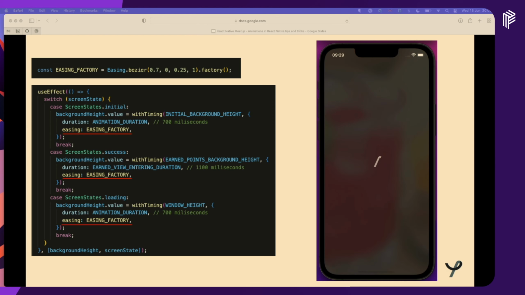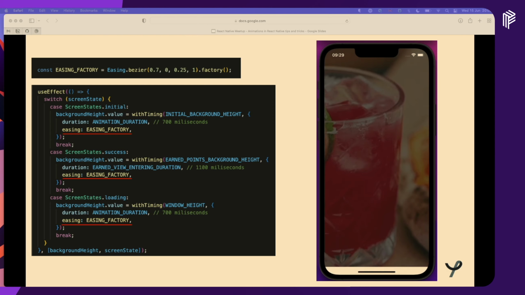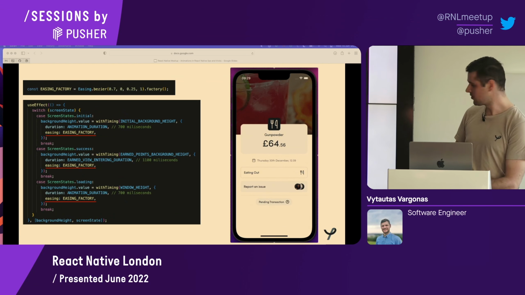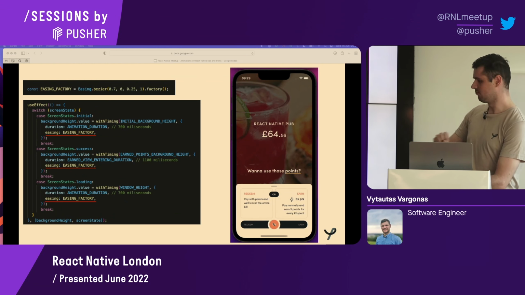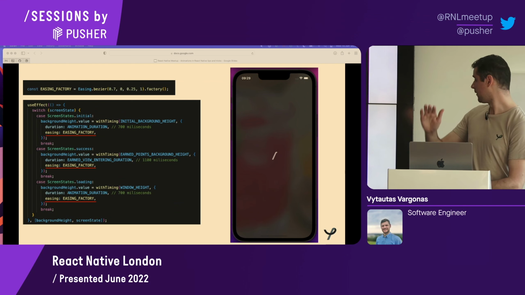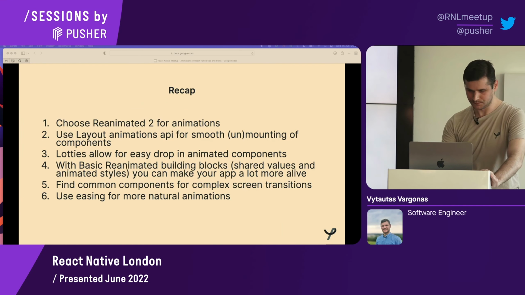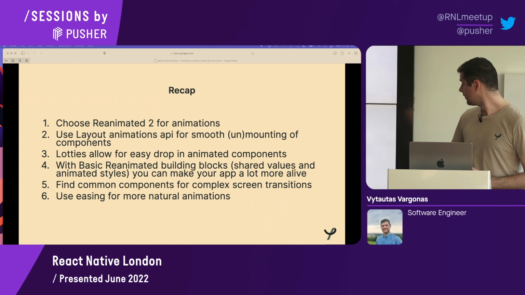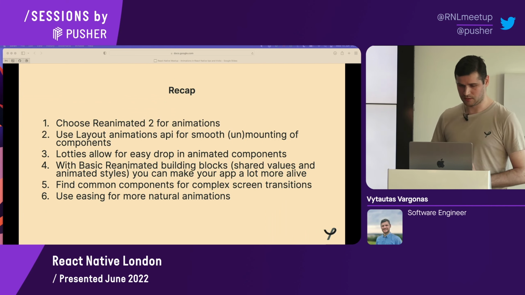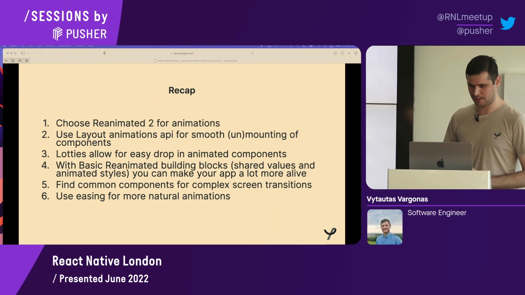Nice. So you should see now some acceleration of the component moving and deceleration. And when the other moves in, it doesn't just pop out, it accelerates and decelerates. Awesome. So just to recap, Reanimated 2 is awesome, 100% recommend as an animation library.